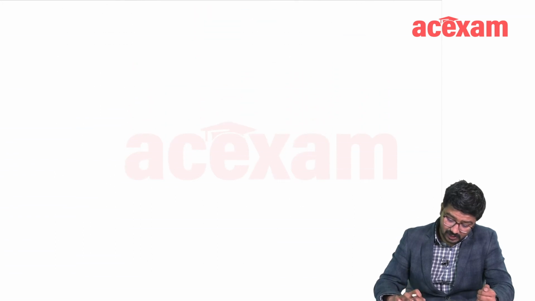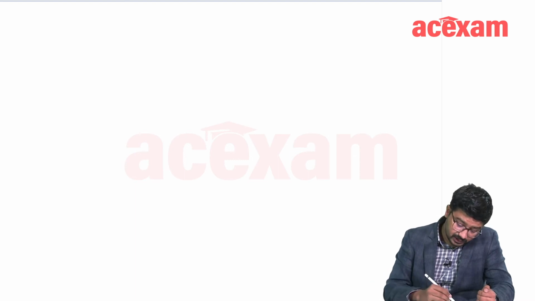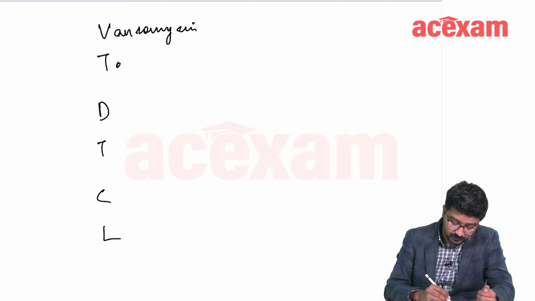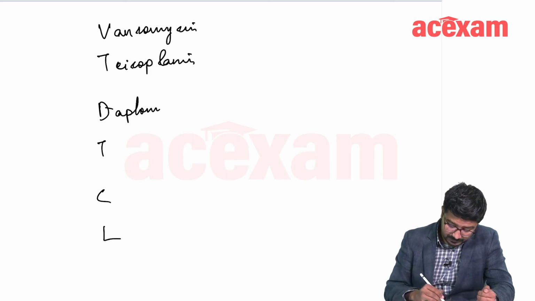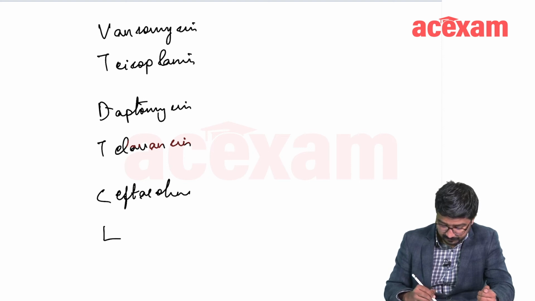So for this, you have a simple mnemonic. If you remember this mnemonic, this answer will be very easy. The mnemonic stands as VT-DT-CL. V stands for vancomycin, T for teicoplanin, both are glycopeptides. Next is daptomycin, telavancin, ceftaroline, and lastly linezolid.